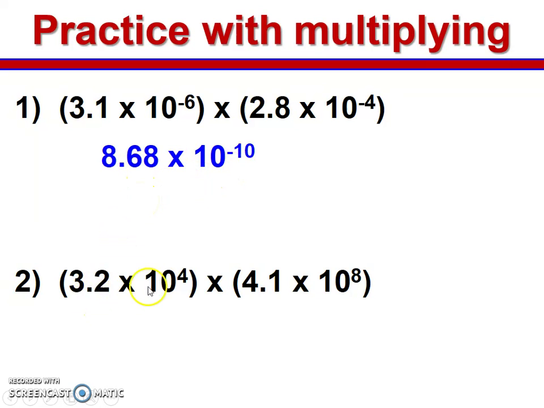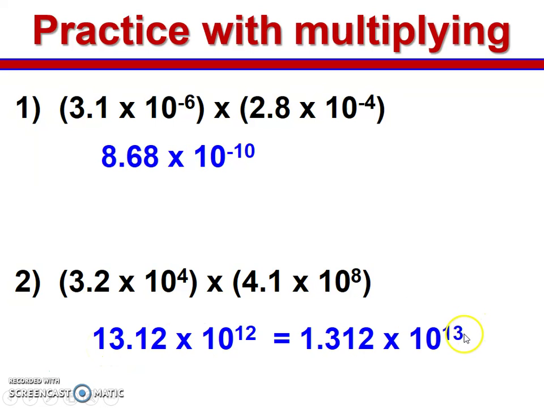Okay, the next one, 3.2 times 10 to the 4th times 4.1 times 10 to the 8th. So 3.2 times 4.1 is 13.12. Adding my powers of 10, adding the exponents together, that gives me 10 to the 12th. However, this is not in scientific notation, so I need to move the decimal over to be between the 1 and the 3, and my exponent is going to go up to 13. So 1.312 times 10 to the 13th power.